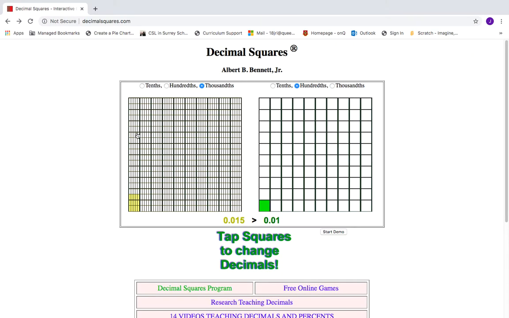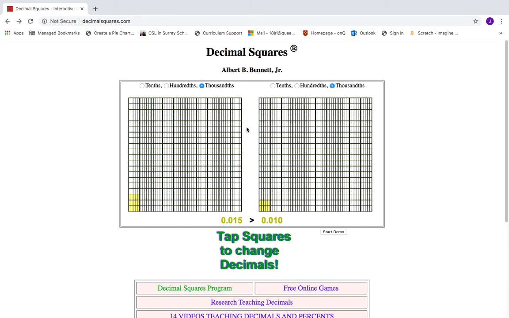So what we have here is decimalsquares.com, and I will share the link on Teams and in my notes. So this is a thousandths grid. I can change this one to a thousandths grid if I want to too, since we're talking about thousandths. But I could also make it a hundredths grid. We've worked with hundredths grids and thousandths grids in the past. Right now this thousandths grid is showing 0.015, 15 thousandths.